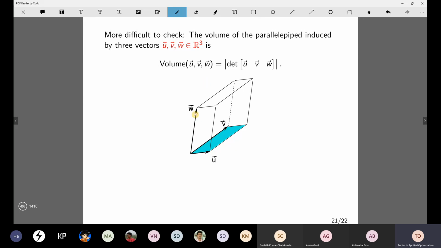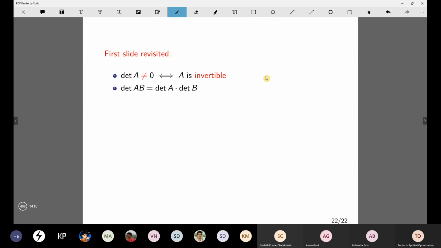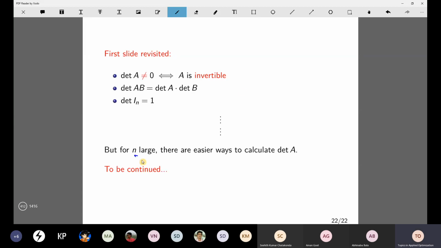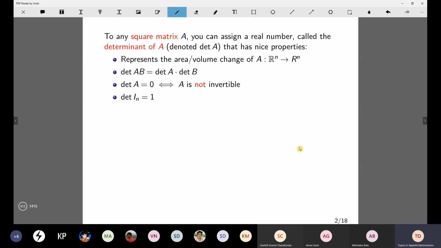So the volume of a parallelepiped indicated by these three vectors is nothing but the determinant of this. In general, if n is large, then calculating the determinant is not so easy a task. So what are the properties of the determinant? We have seen the properties of the determinant.